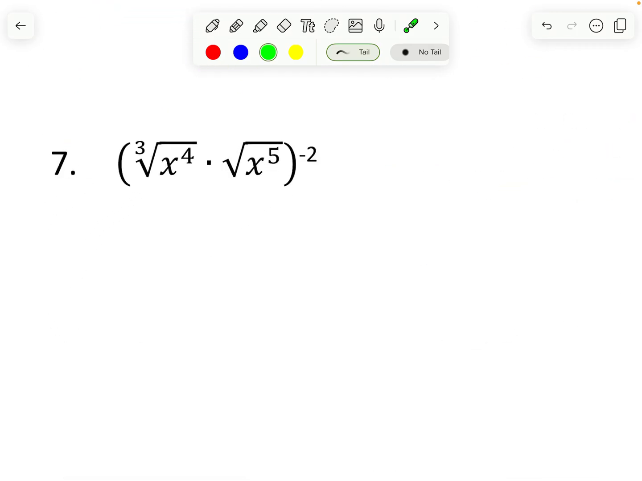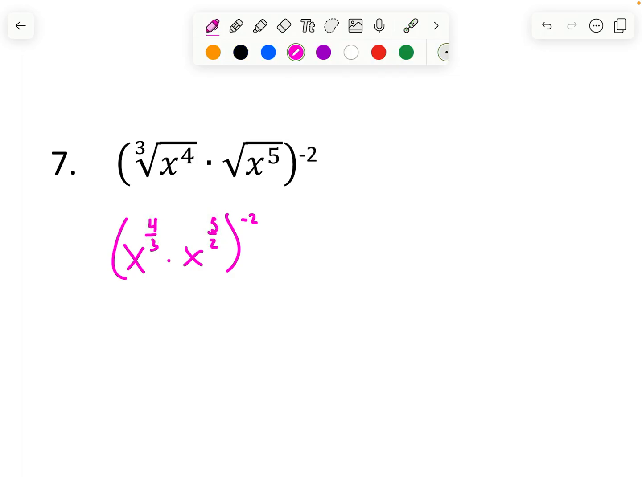On a problem like this, since I'm raising something to a power, I would probably write this as fractional exponents first. So it's x to the 4/3 times x to the 5/2, and all of that to the -2nd. You can now either take the -2 and distribute it there, or since we do have the same base now, you can add the exponents.